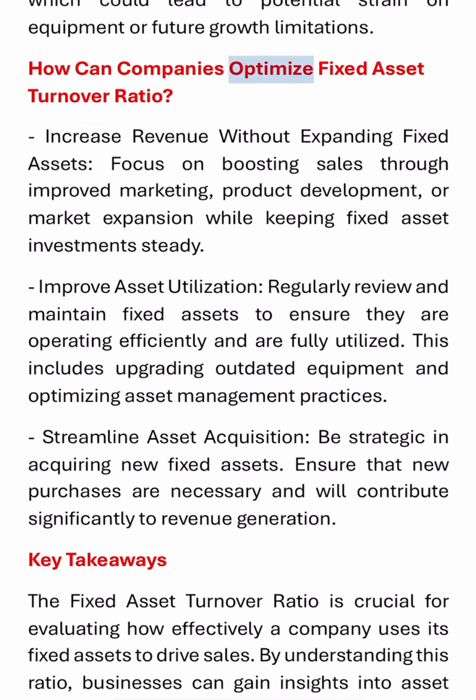How can companies optimize the fixed asset turnover ratio? Increase revenue without expanding fixed assets. Focus on boosting sales through improved marketing, product development, or market expansion while keeping fixed asset investments steady. Improve asset utilization. Regularly review and maintain fixed assets to ensure they are operating efficiently and are fully utilized. This includes upgrading outdated equipment and optimizing asset management practices.